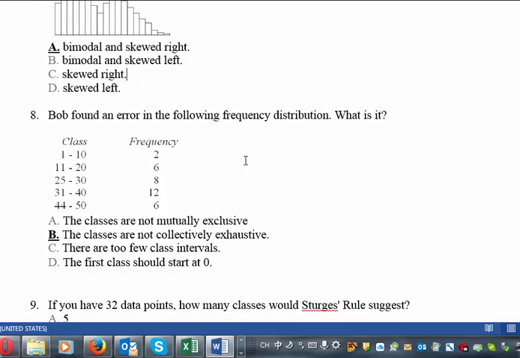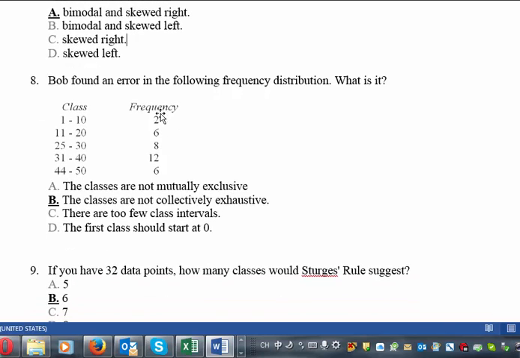Number 8, Bob found an error in the following frequency distribution. What is it? This is the frequency distribution, and the classes. What's wrong with it? A, the classes are not mutually exclusive. Well, let's look at that. 1 to 10 is one class, 11 to 20, 25 to 30, 31 to 40, 44 to 50. They are mutually exclusive. There's no overlap between the classes, right?